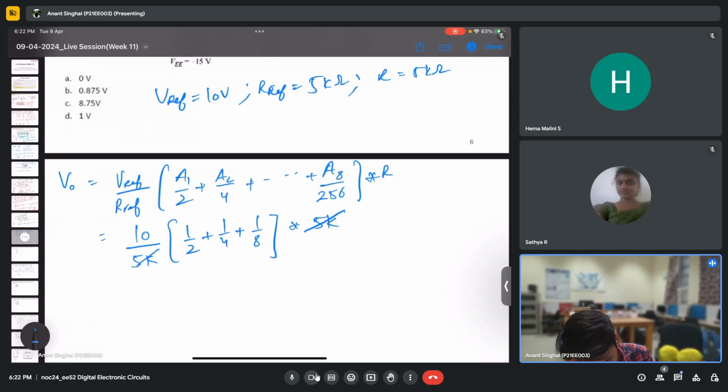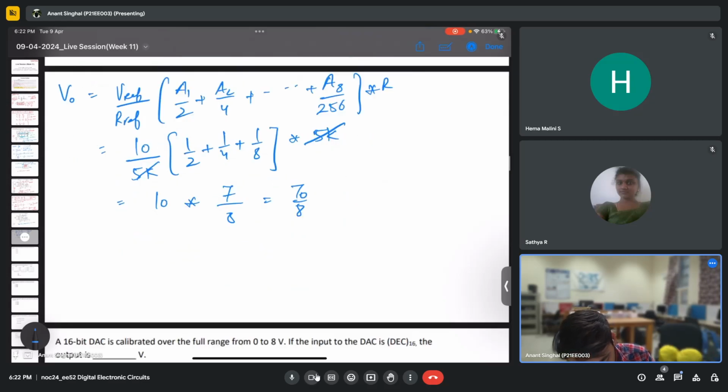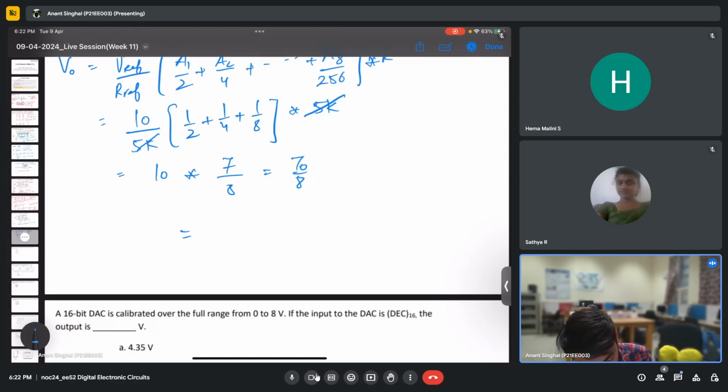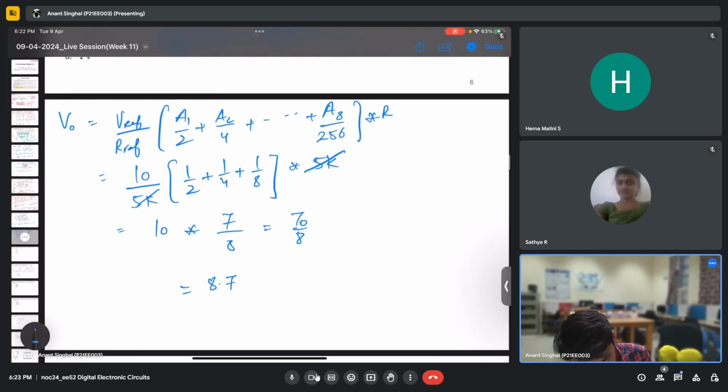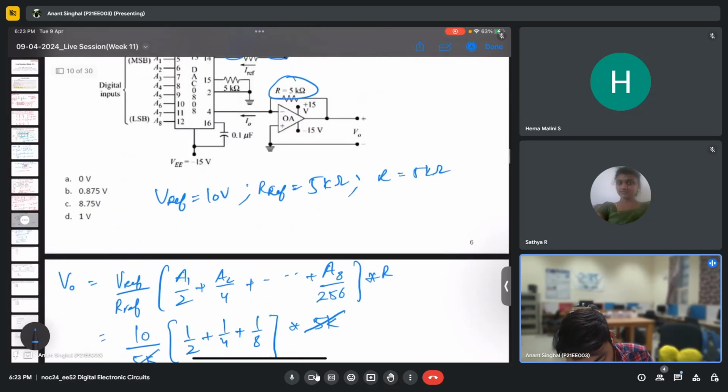So these both will get cancelled. So this will be 10 times 8, and this will be 4 plus 3 plus 1. This is 7. So the answer will be 70 by 8 for the output, which is 8, 64, 60. So the answer will be 8.75. It is option C.